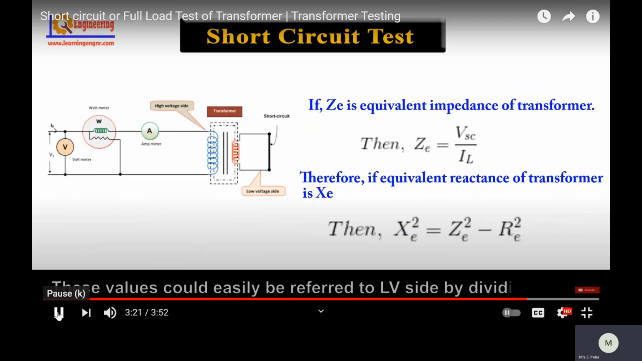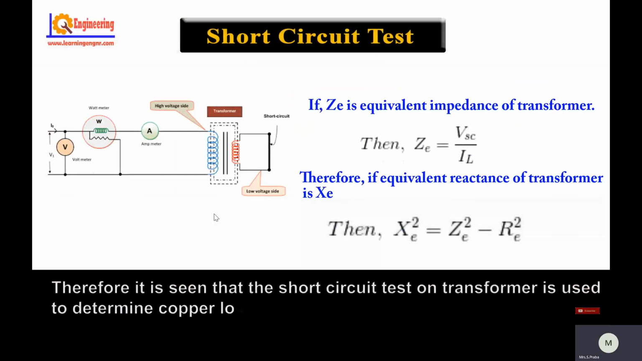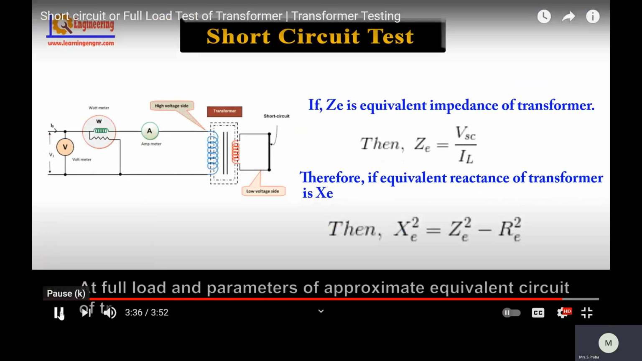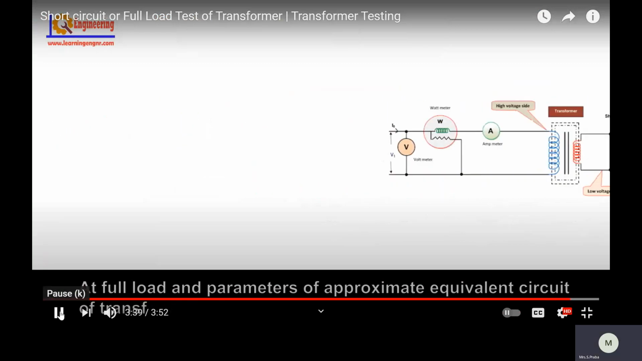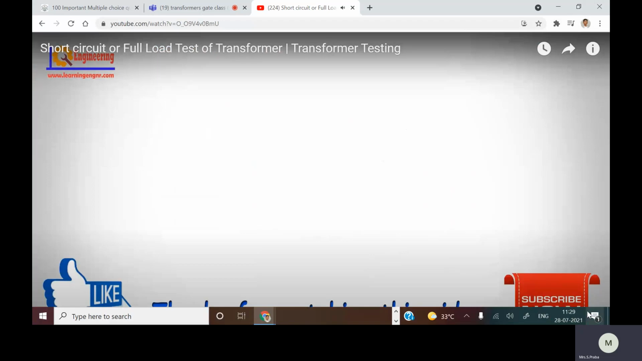These values can easily be referred to the low voltage side by dividing them by the square of the transformation ratio. Therefore, it is seen that the short circuit test on a transformer is used to determine the copper loss in the transformer at full load and the parameters of the approximate equivalent circuit of the transformer. Thanks for watching. Now it is clear what a short circuit test on a transformer is.